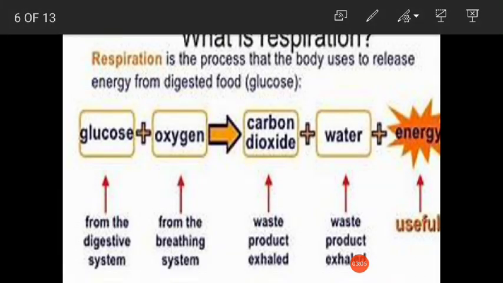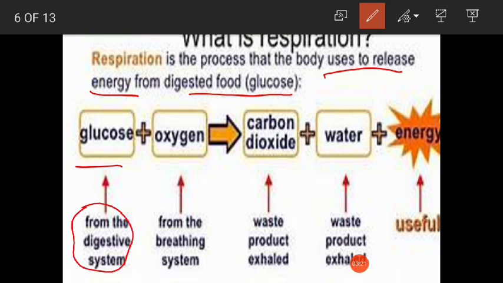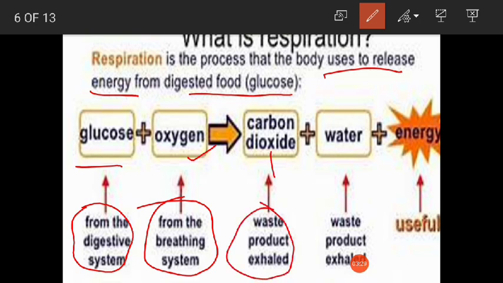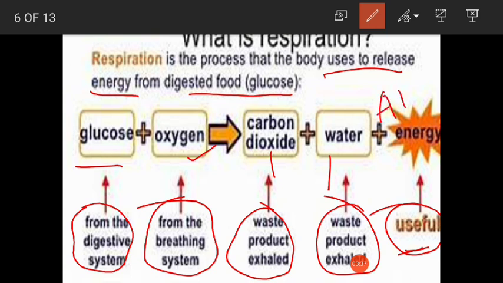So now you have understood what is respiration. Respiration is the process the body uses to release energy from the digested food, and digested food is in which form? Glucose. So glucose, you can see, we are getting from our digestive system, and oxygen we are getting from our breathing system. They combine to form a waste product, carbon dioxide, a waste product, water, and a useful product, energy in the form of ATP, adenosine triphosphate.